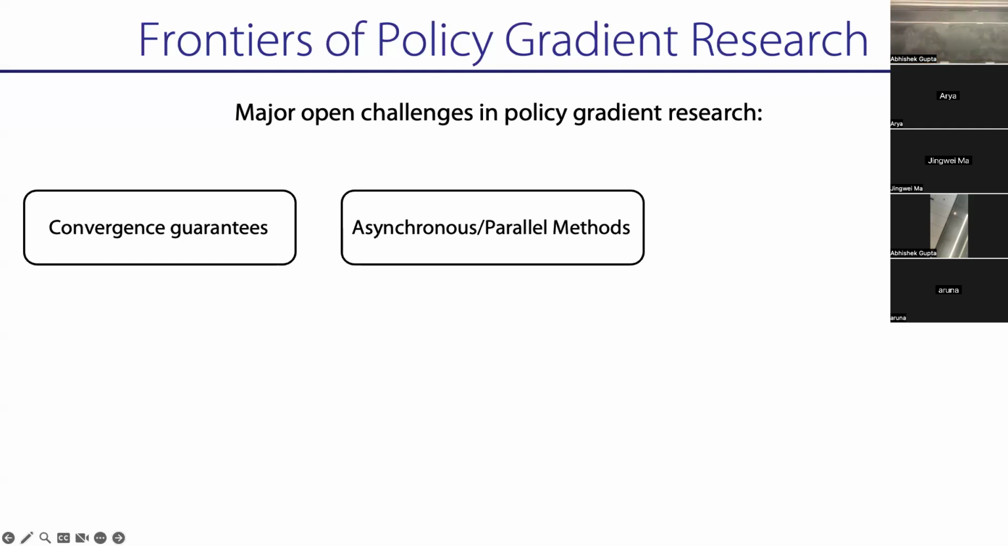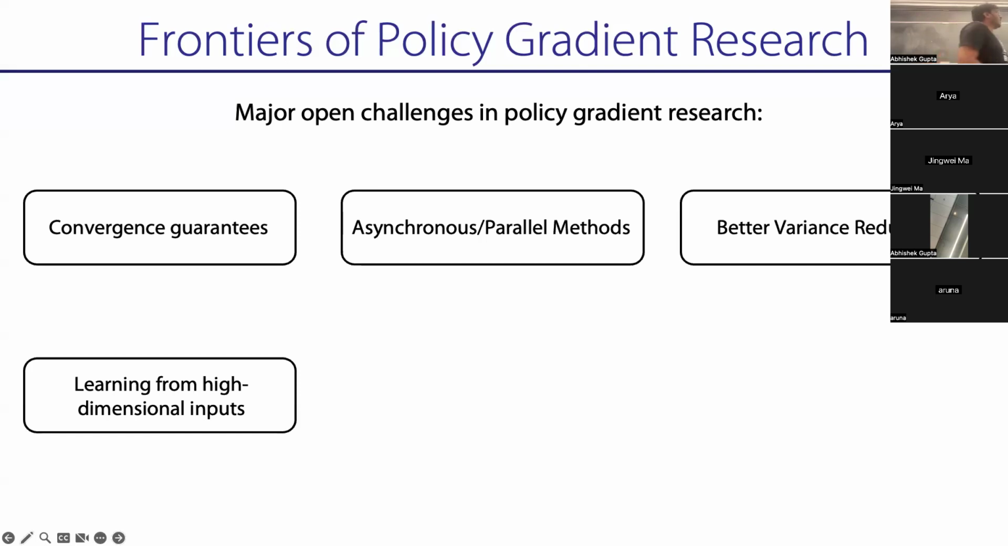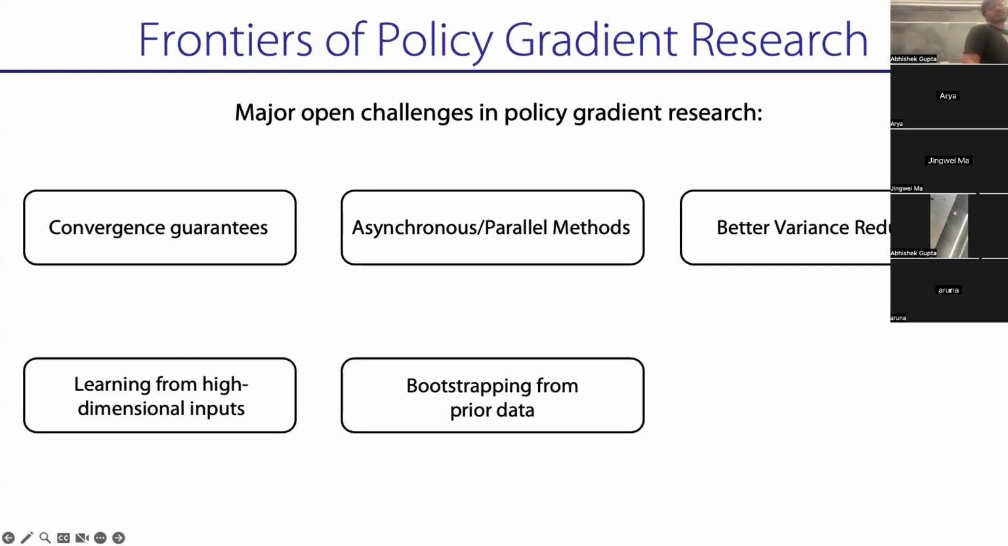Because sample efficiency is such a big deal, often people think about how to deal with asynchronous or parallel methods to get lots of samples quickly. People have also tried to develop better methods for variance reduction using more structure in your problem. So rather than just learning this average or baseline, they try to design better baselines. That makes things more efficient. Learning from high dimensional inputs still works at times, but sometimes you need engineering to get there, so there's still more research to be done.